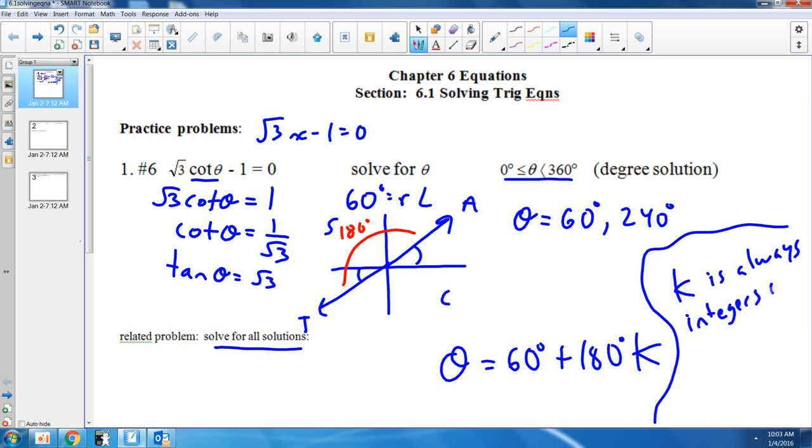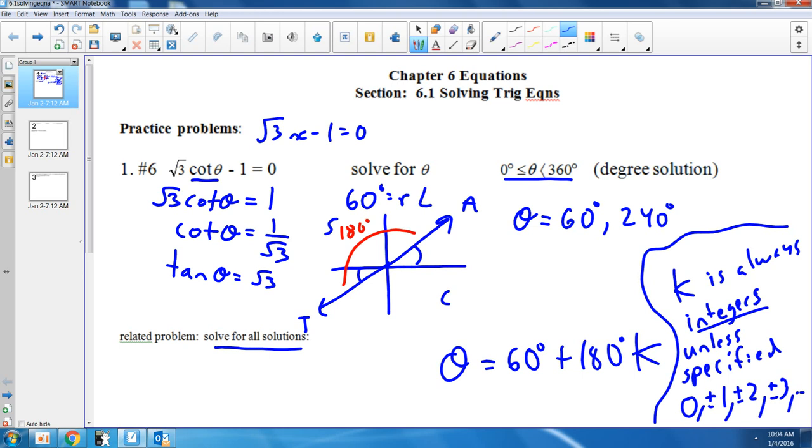integers unless specified. And one more time, an integer. Integers are 0, plus or minus 1, plus or minus 2, plus or minus 3, etc. So you can see when you put those numbers in, you're going to end up hitting all of the angles as you go around in either direction.